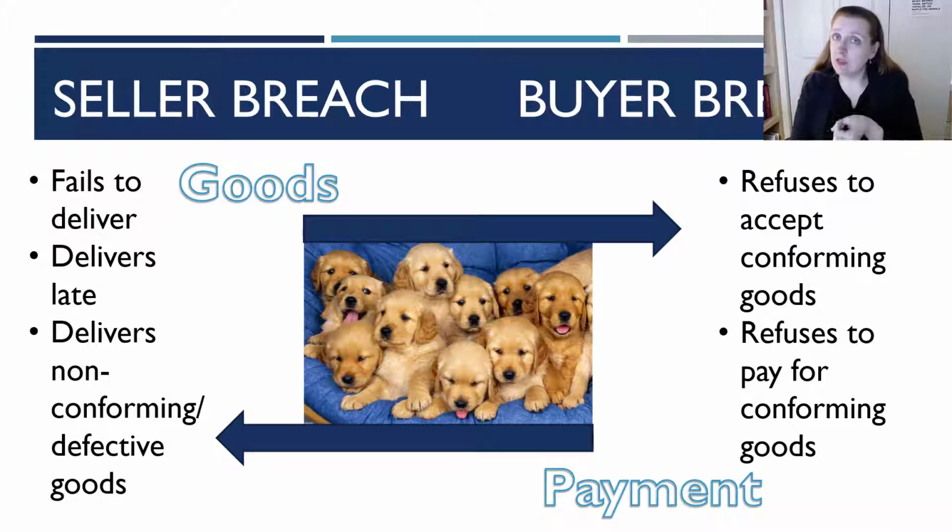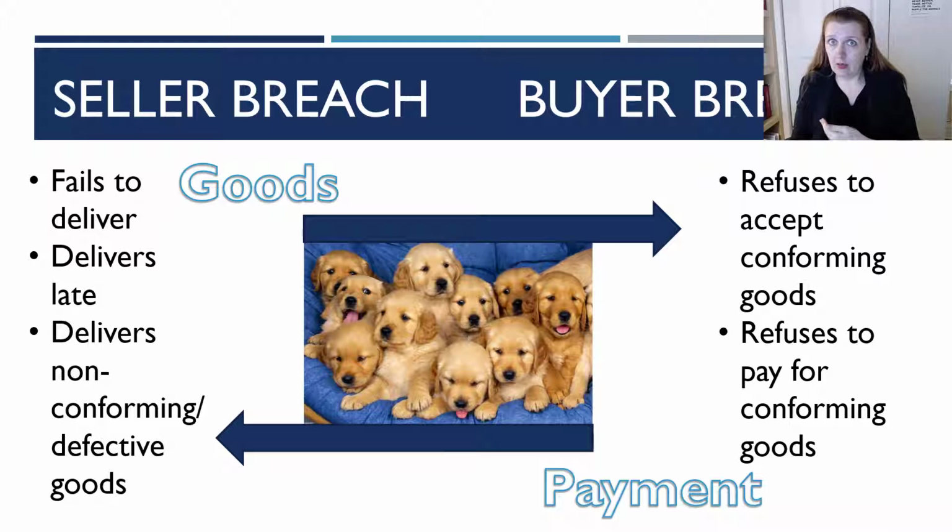The seller fails to deliver the goods. The seller delivers them too late in accordance with the contract. The seller delivers goods that are non-conforming. So maybe they deliver the wrong goods. Maybe the goods have a defect in some way. So non-conforming or defective goods.